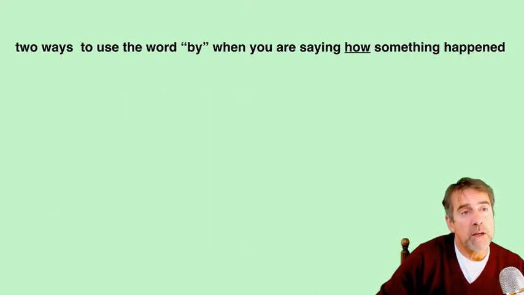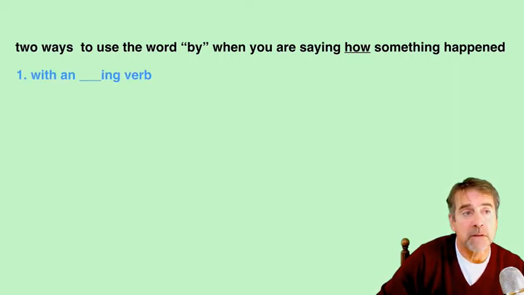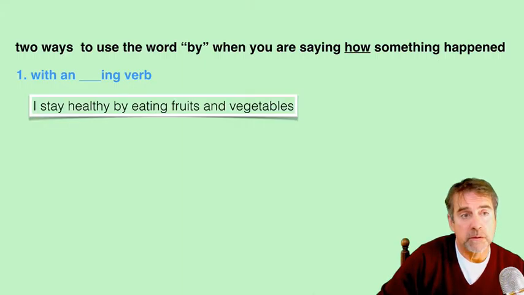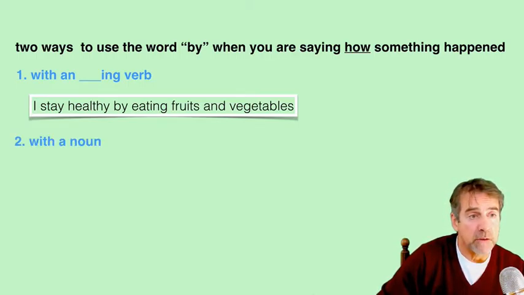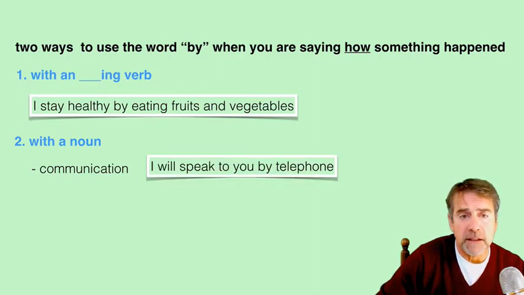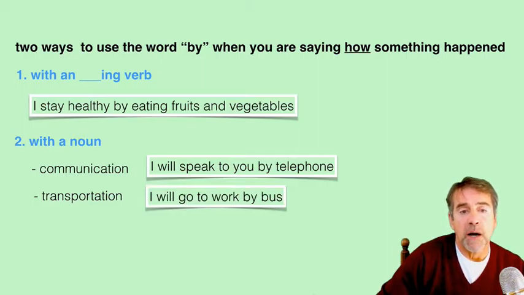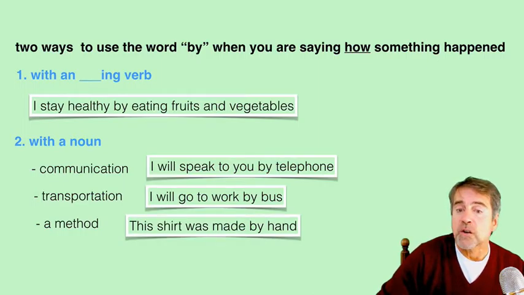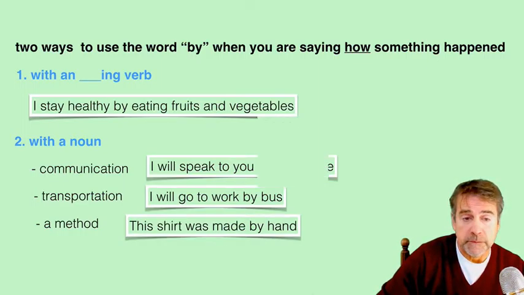Now we've looked at two ways to use the word by when you're talking about or saying how something happened. The first is using the word by with an ing verb. I stay healthy by eating fruits and vegetables. The second way is using the word by with a noun. In communication, I will speak to you by telephone. In transportation, I will go to work by bus. And a method. This shirt was made by hand.